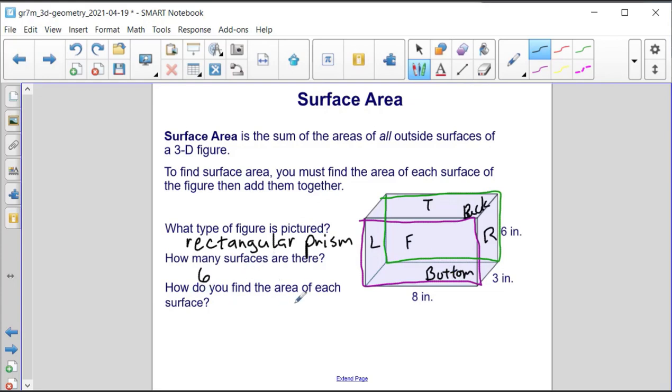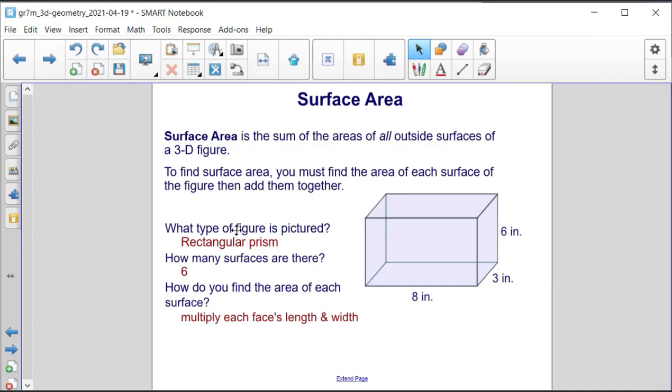So how do you find the area of each surface? Well, they're all rectangles, so you're going to multiply the length and width of each rectangle together and then add them all up. And here we see the answers to these questions, and they do match what we found. We have a rectangular prism. There are 6 surfaces, and in order to find the area of each surface, you multiply each face's length and width together.